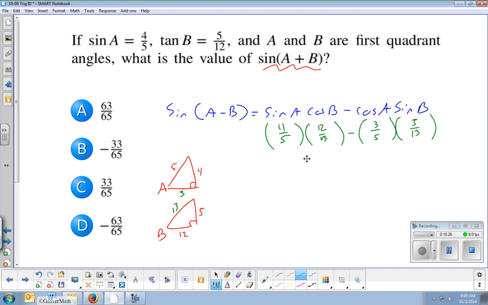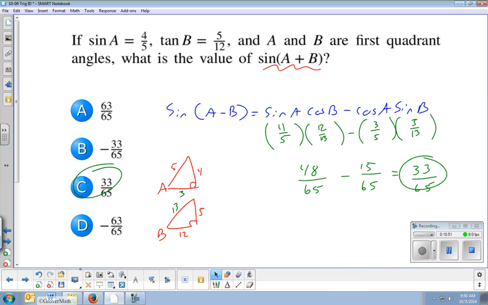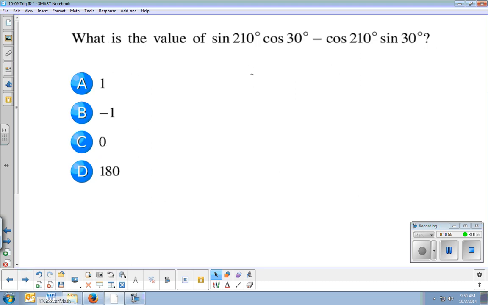So let's see, if I multiply these, I get 48 over 13 times 5 is 65, minus 3 times 5, 15 over 65. I can subtract fractions with a common denominator. 48 minus 15 is 33 over 65, and that's my answer, 33 over 65. Okay, I know I'm at my 10-minute mark, and I don't like to go over this, but I want to do one more quick problem for you, and it really only will take a second, so just bear with me.